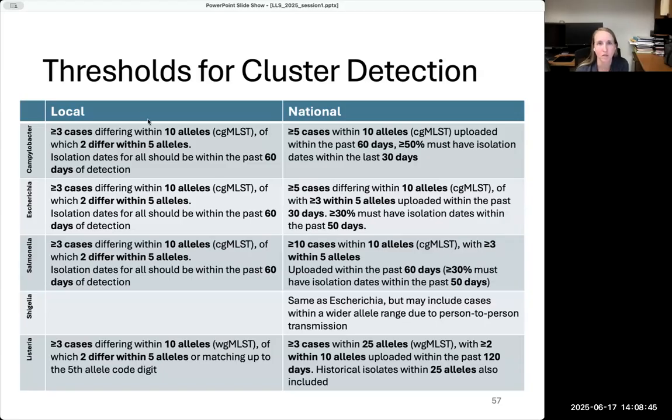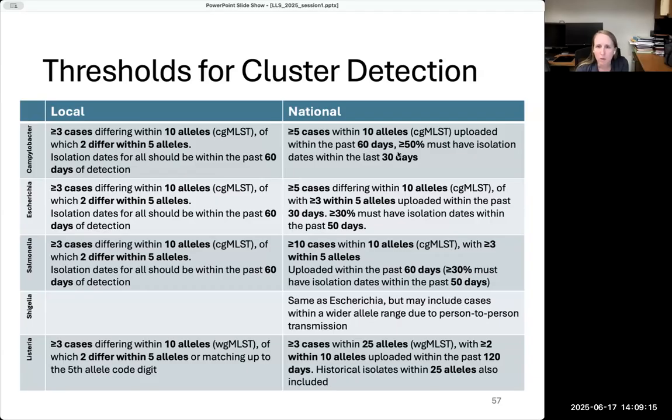The last content we're going to go into today is thresholds. I just put these here; y'all probably already have these. They're based on the case definitions, and they're different for local or national. So, 3 cases or 5 cases. And then they're based on allele differences. So 10 alleles for Campylobacter, for E. coli, and for Salmonella. And then for Listeria, it's either 10 or 25 alleles.